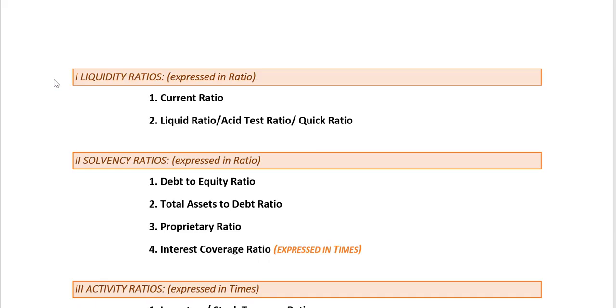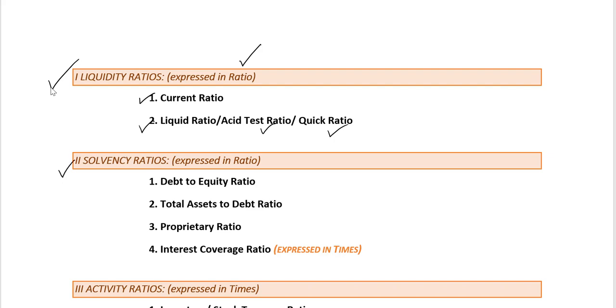The first head is liquidity ratios. All the ratios in this head are expressed in ratios. We will learn two ratios. One is the current ratio and two is the liquid ratio, which is also referred to as asset test ratio or even called quick ratio.